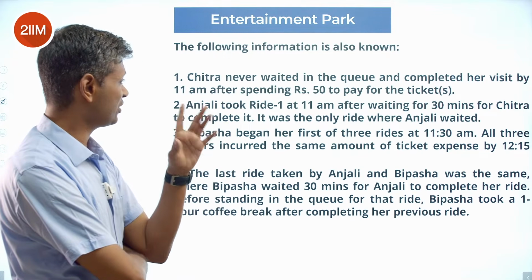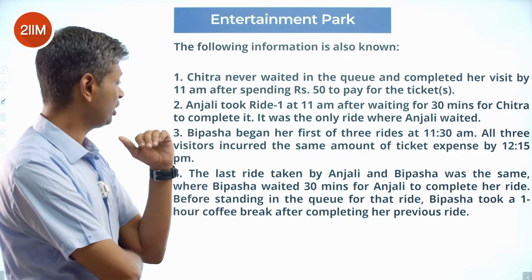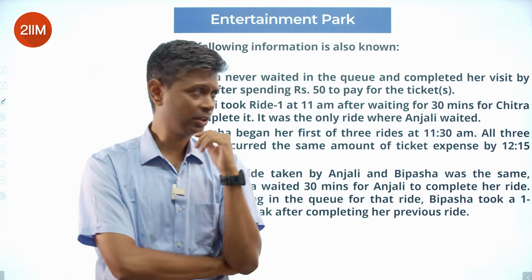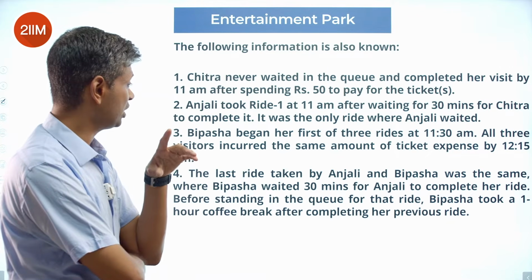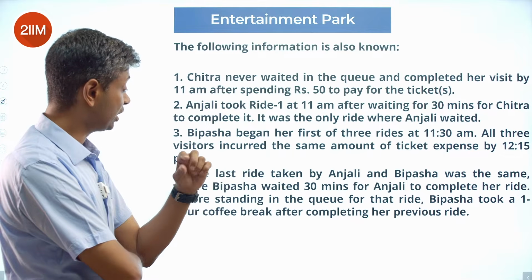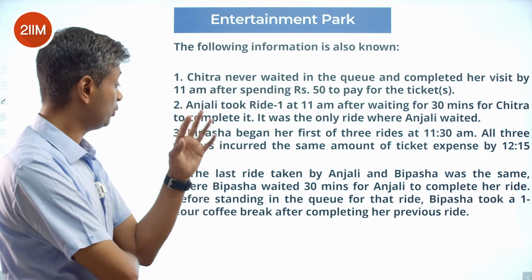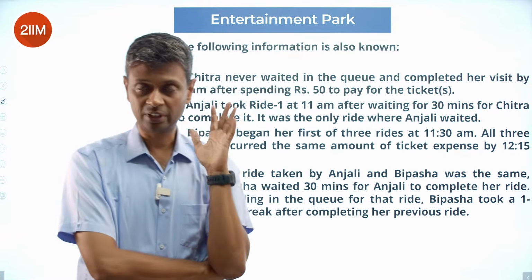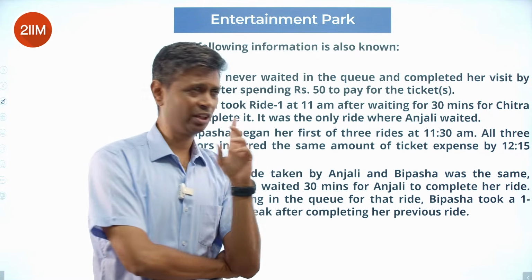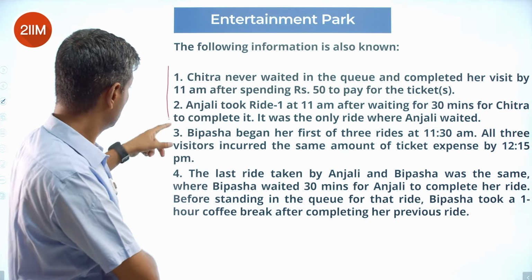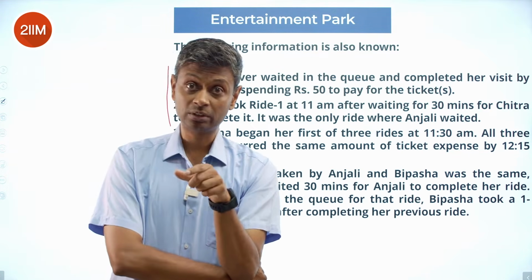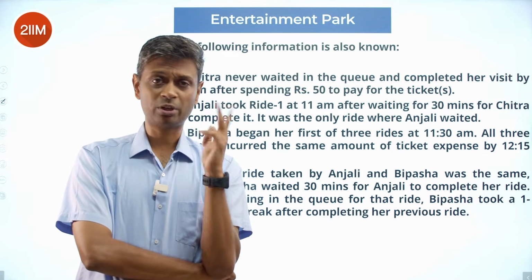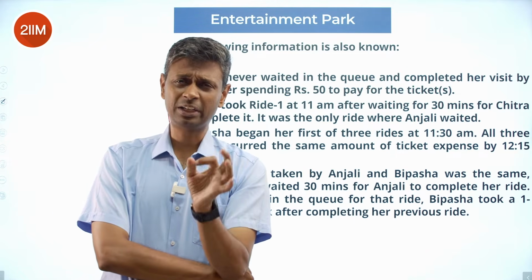Bipasha began her first of 3 rides at 11:30. All 3 visitors incurred the same amount of ticket expense by 12:15 p.m. Nice, brilliant. The last ride taken by Anjali and Bipasha was the same, where Bipasha waited 30 minutes for Anjali to complete her ride. Before standing in the queue for that ride, Bipasha took a 1-hour coffee break after completing her previous ride. Nice. I'm not going to process this. The best thing for me to process is these two, because Anjali takes the 20 rupee ride after Chitra completes it, and Chitra spends 50 rupees and is out by 11. So Chitra spent 30 plus 20. So we can mark down Chitra completely and then start from there.